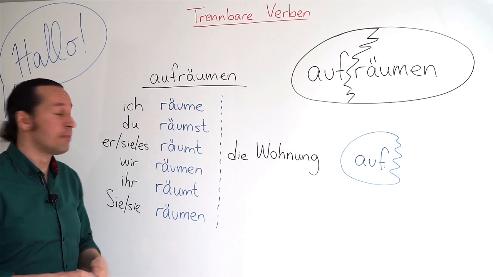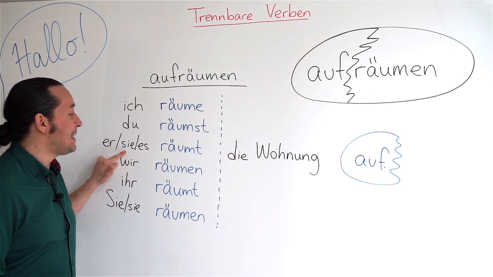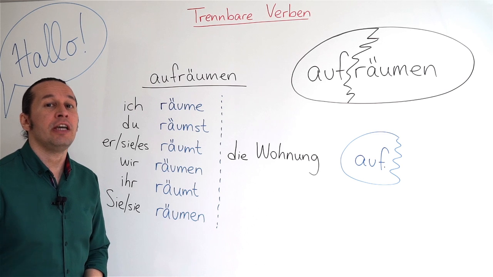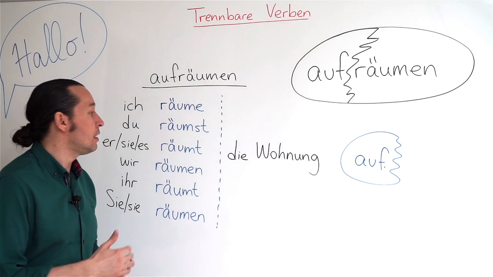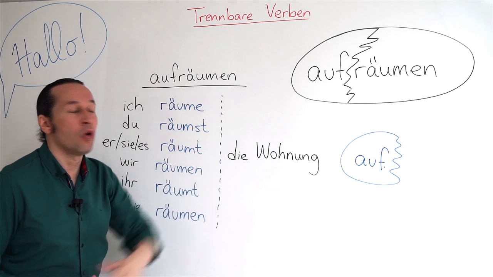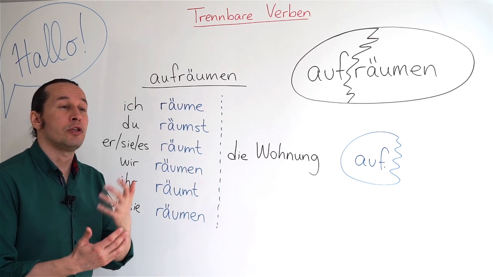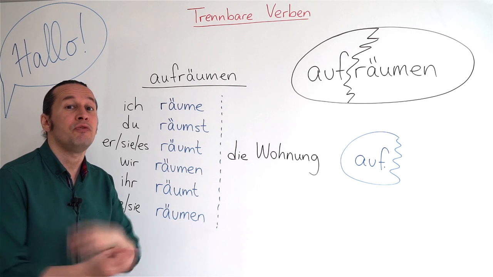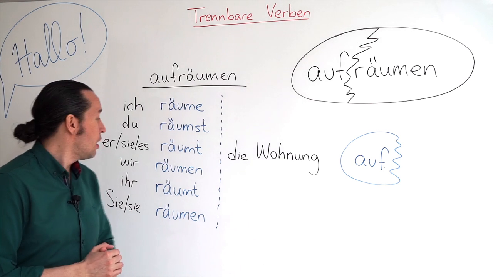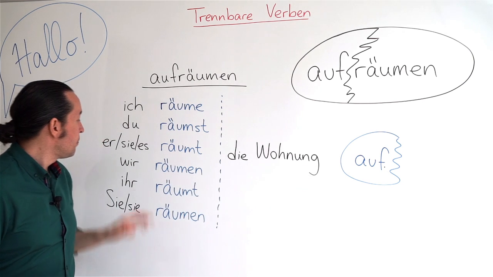If it's a female person, then I'll say sie. So, sie räumt die Wohnung auf. She is tidying the house. Es räumt die Wohnung auf. If I mention a person, it could be, for example, das Mädchen, which we will be having in the next upcoming videos. Es räumt die Wohnung auf.